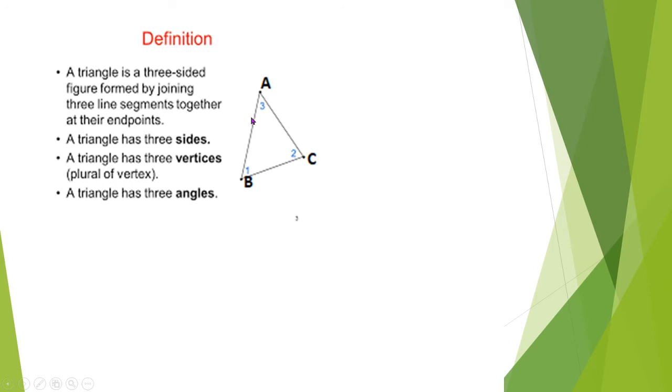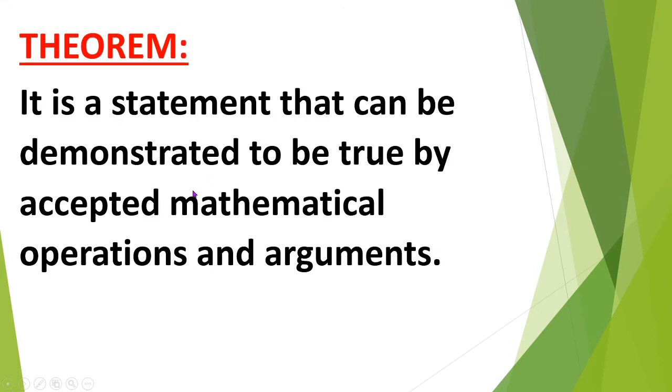Okay, as it is a triangle, angle A, B, C, it has 3 sides, AB, BC, CA. These are the 3 sides, and it has also 3 angles. Angle A, angle B, angle C, or you can say angle 1, angle 2, angle 3. Then we have to move towards our next definition, that is theorem. It is a statement that can be demonstrated to be true by accepted mathematical operations and arguments.